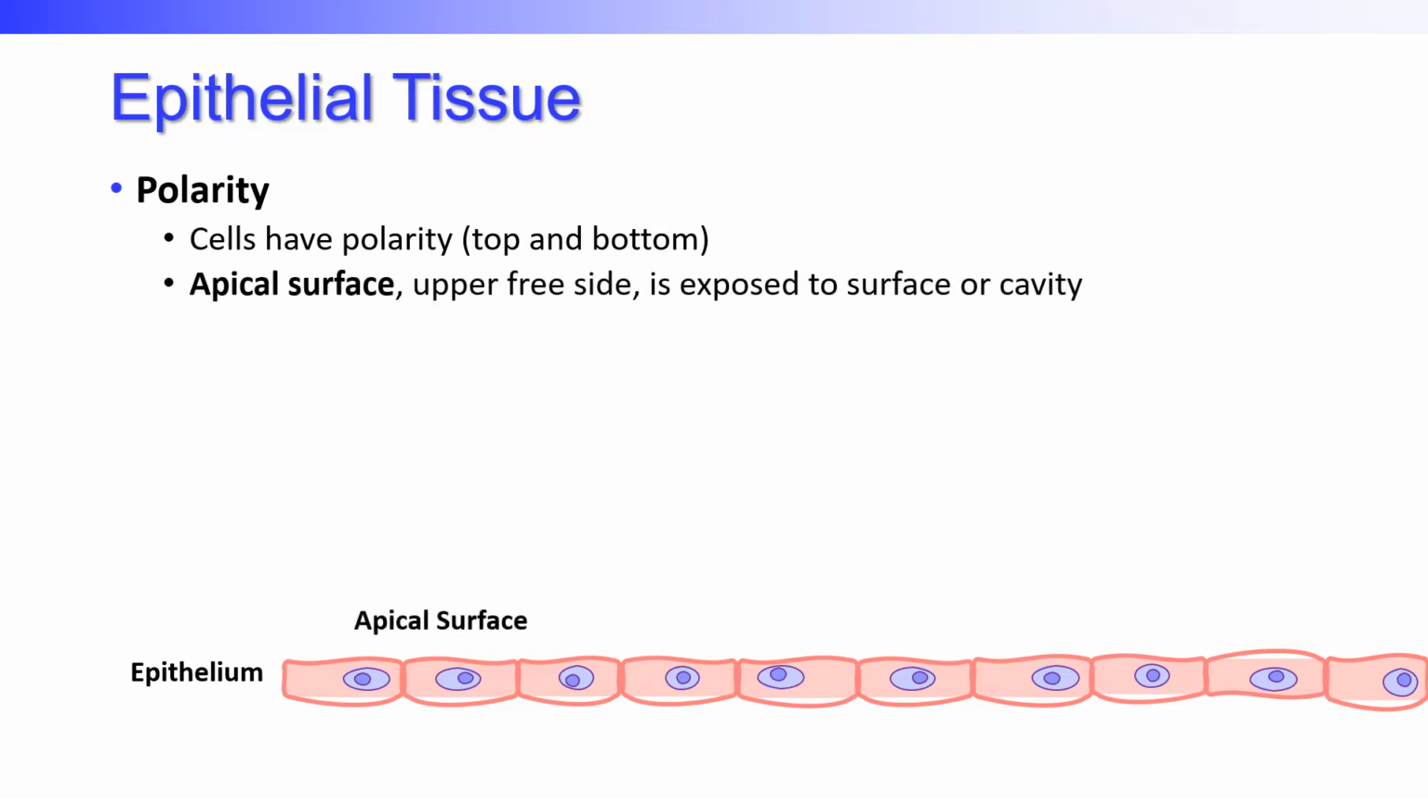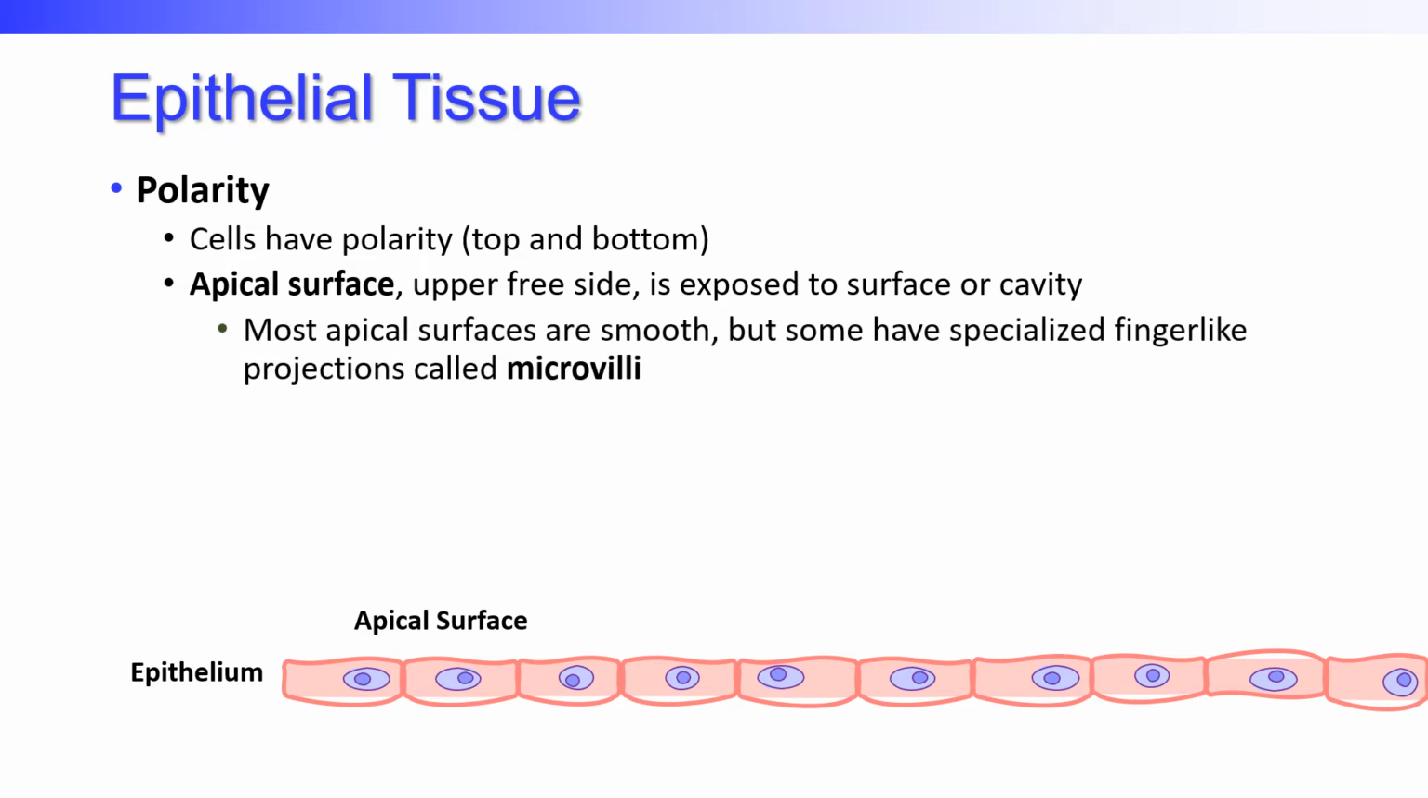The free surface is called the apical surface. This is the surface that is exposed either to the surface of the body or within a cavity, such as the stomach or the intestines. Most apical surfaces will be smooth, but there are some that are going to have these finger-like projections called microvilli. The whole purpose of microvilli is to improve absorption.